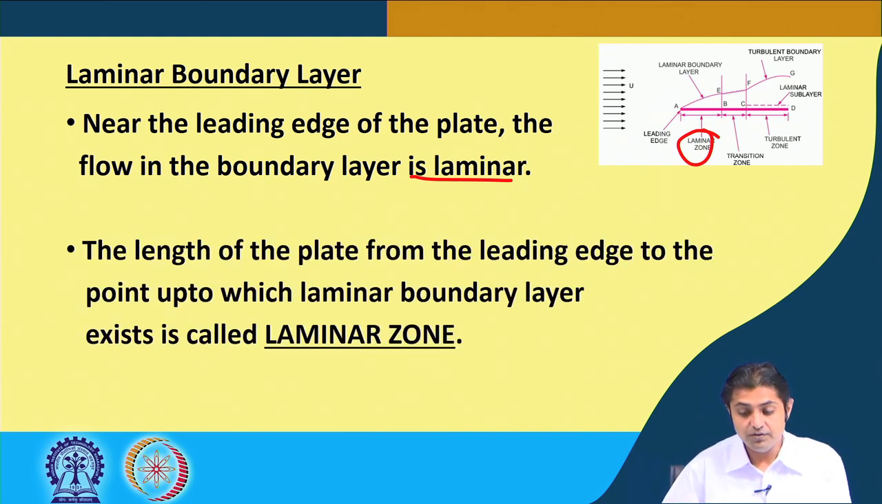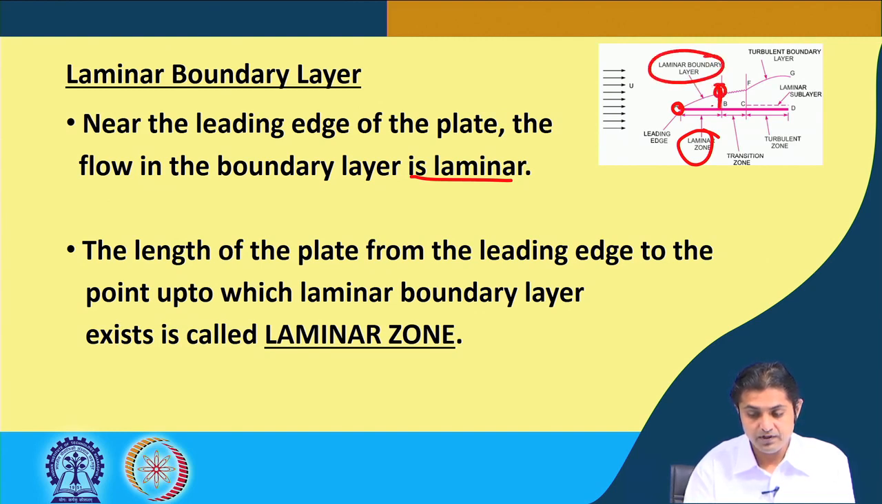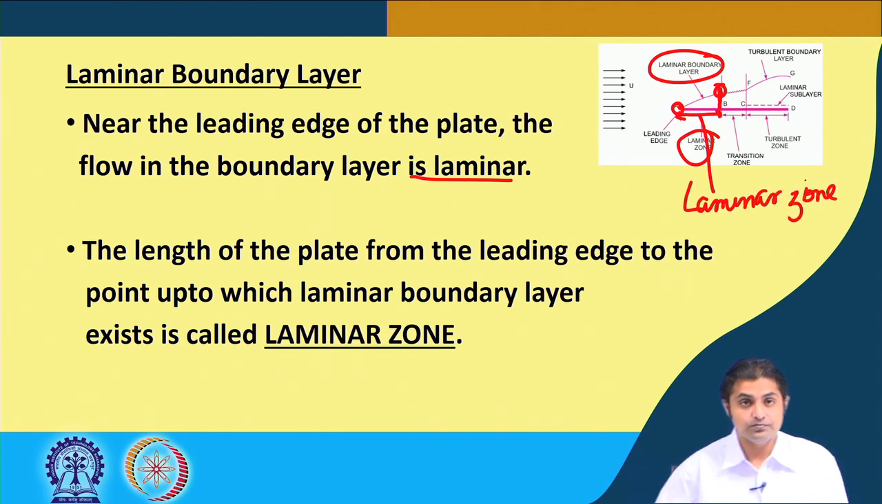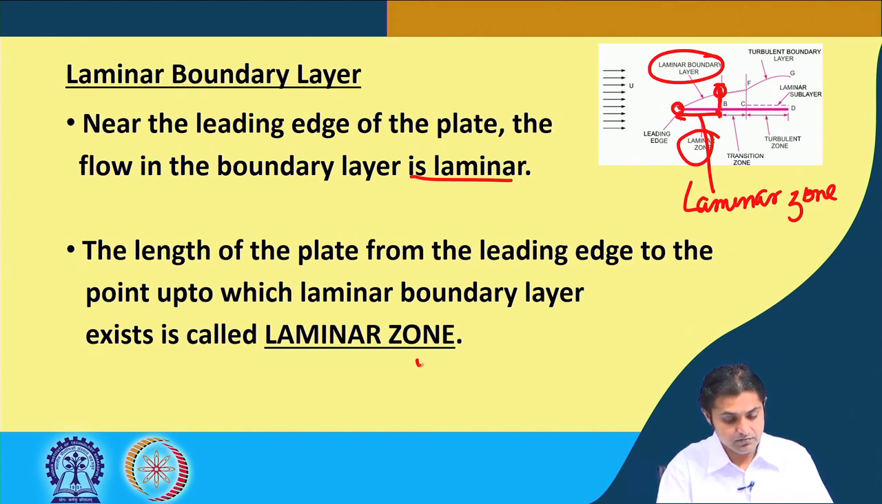And the length of the plate from the leading edge to the point up to which laminar boundary layer exists is called laminar zone. So, this is the leading edge here, right. So, here the laminar boundary layer is existing until this point as indicated in this diagram. So, this distance is called the laminar zone. This one here.